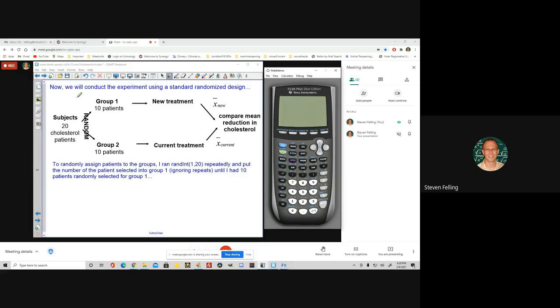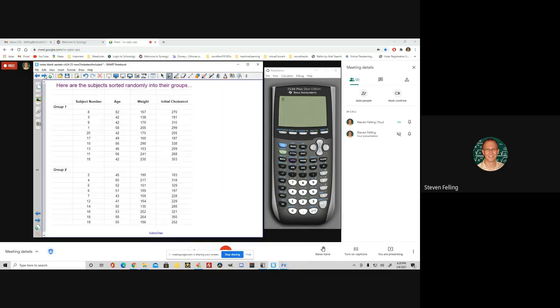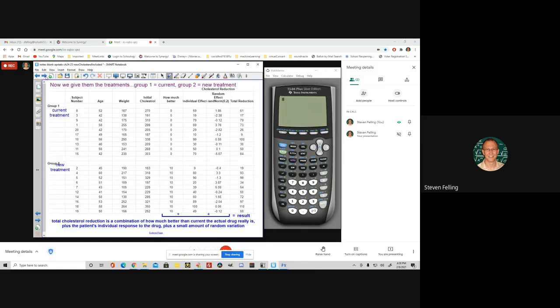Okay, so I did that once before I wrote these notes. And these are the subjects that end up in group one. And these are the subjects that ended up in group two. All right. So then now we want to conduct the experiment. So we would actually give the treatments.